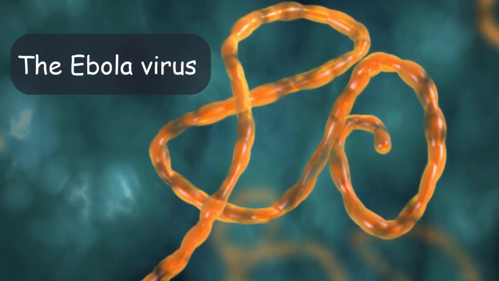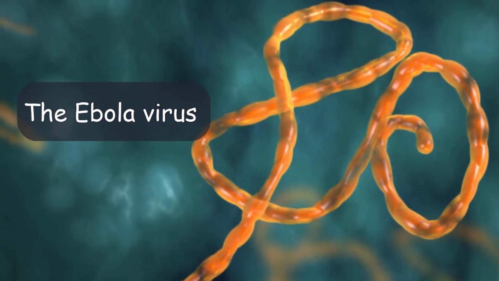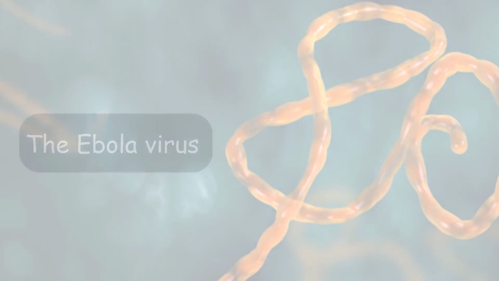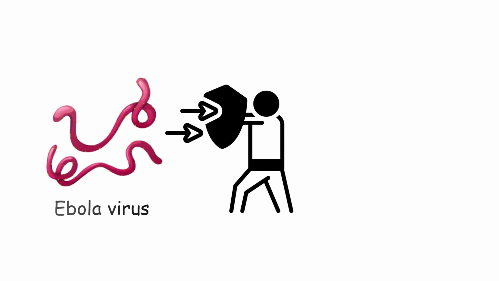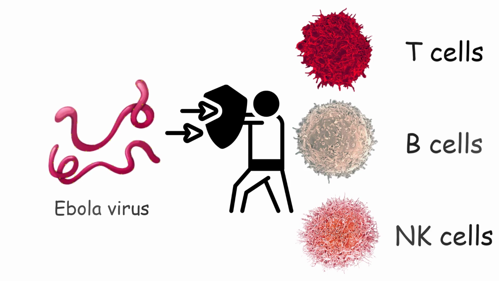The Ebola virus poses a significant threat to the immune system, targeting the very components of the immune system designed to combat viral infections. Upon infection, the virus immediately attacks the immune system, targeting the key defenders from viral infections: T cells, B cells, and natural killer cells. But how does Ebola virus do this?